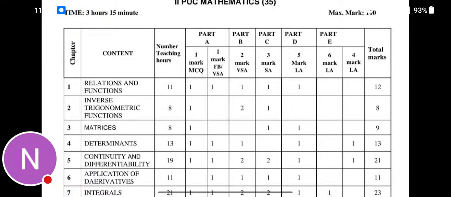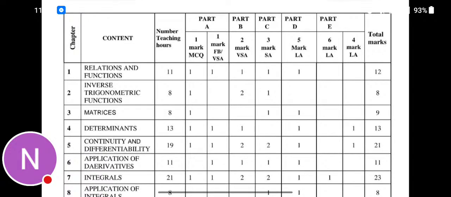And from Part B, you will get 1 question for 2 marks. In Part C, 1 question for 3 marks. In Part D, 1 question for 5 marks. So totally 12 marks you will get from this chapter.